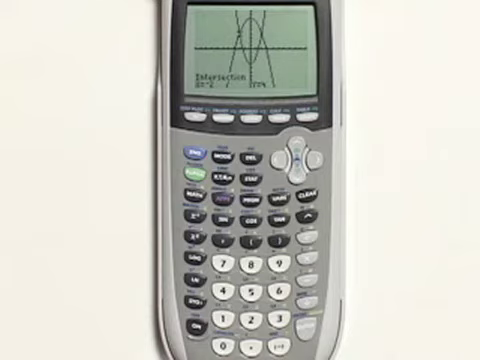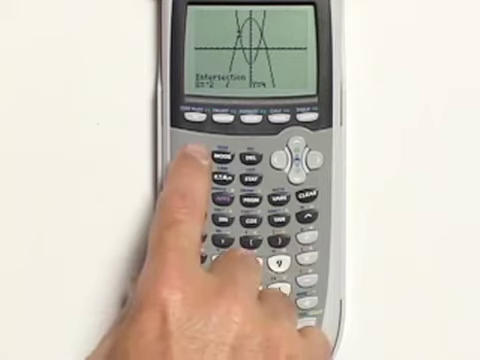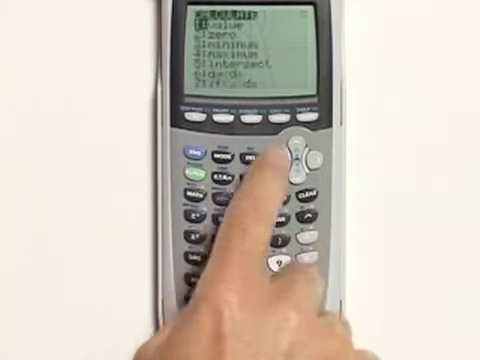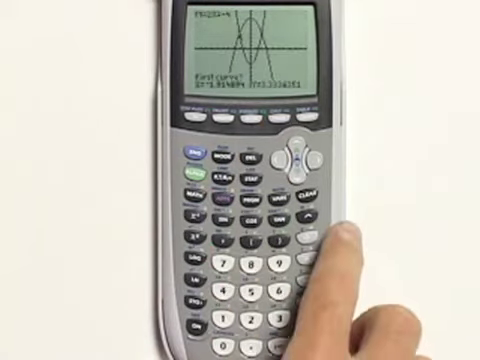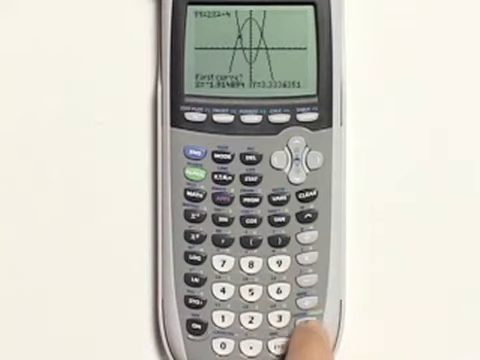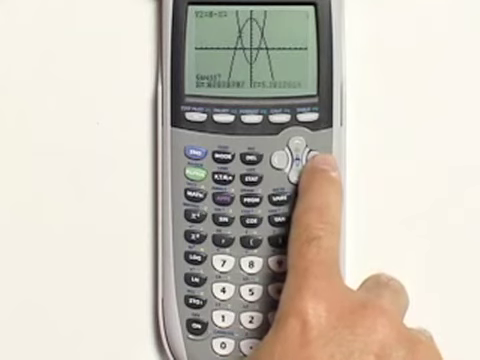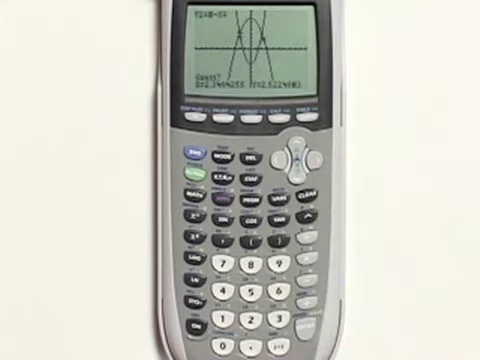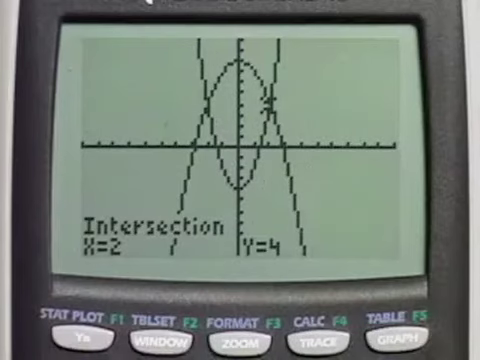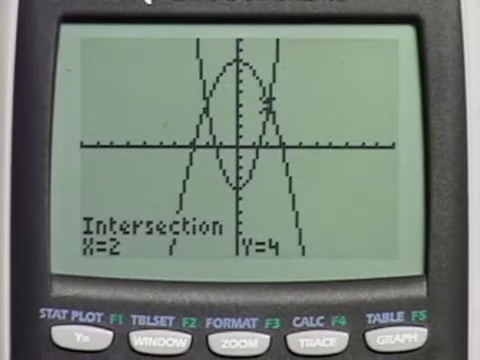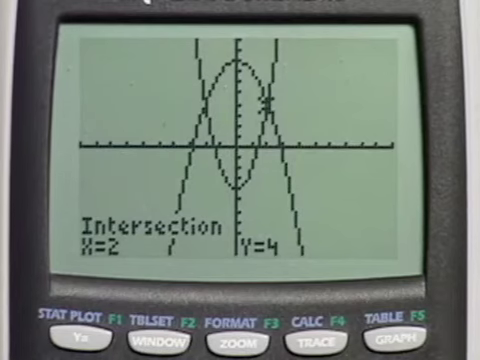But let's use the calculator to make sure that's true. So we press second, calc 5, and it asks if the first curve is y sub 1. Yes. Is the second curve y sub 2? Yes. So press the enter key. Now it's asking us to guess. We need to use the right arrow key to move the cursor closer to that point of intersection. Once we're close, we press enter, and it does tell us that x is equal to 2, y is equal to 4, which is what we expected.